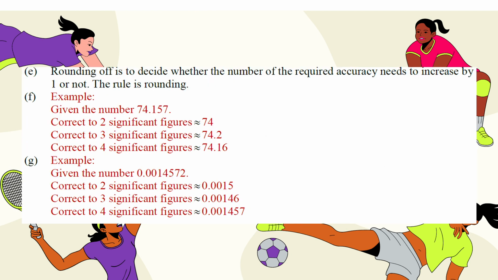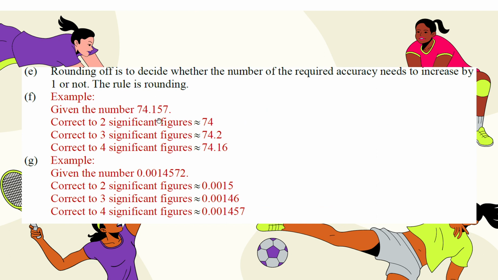And this is an example of something everyone knows. If the digit is 5 or above, add 1 to the number on the left. If it is 4 or below, don't do anything. So given the number 74.157, correct to 2 significant figures: you look at the second significant figure, 4, then look at the digit to the right, 1, which is less than or equal to 4, so no need to add. So 74.